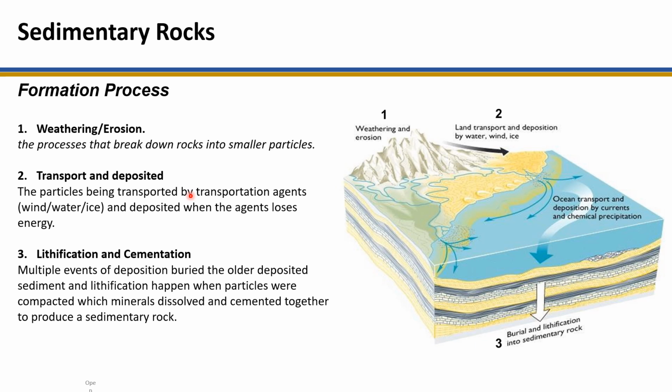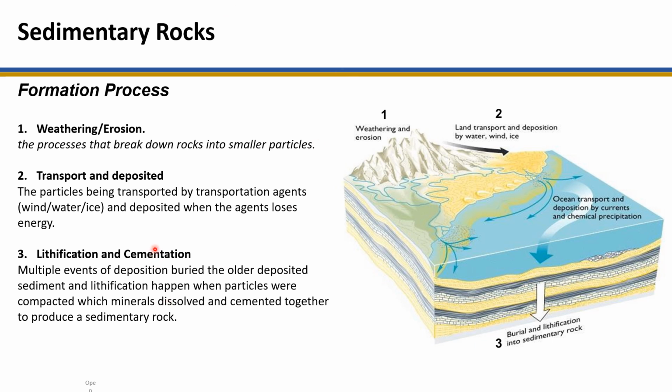When the transportation agent loses energy, specifically, the sediment will be deposited. This can happen in several places, including rivers. Rivers deposit sediment at the end of their course, forming deltas, and oceans deposit sediments on the seafloor, forming layers of sediment that can eventually become sedimentary rocks. Glaciers deposit sediments when they melt, forming moraines.